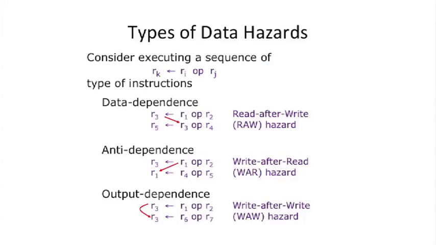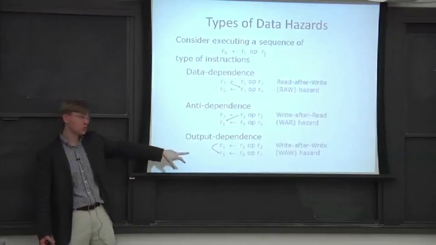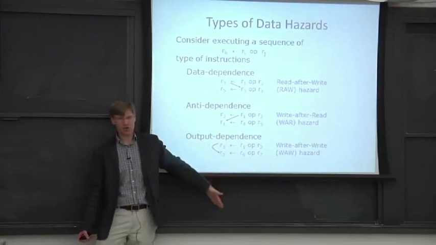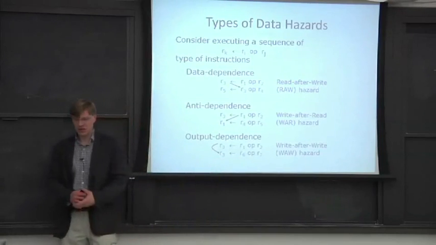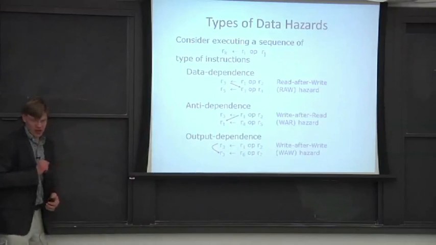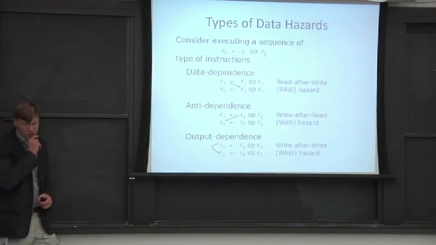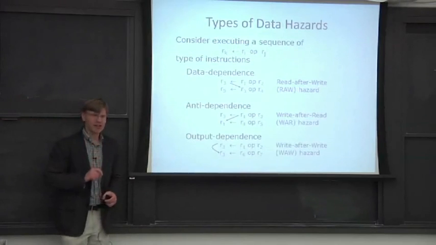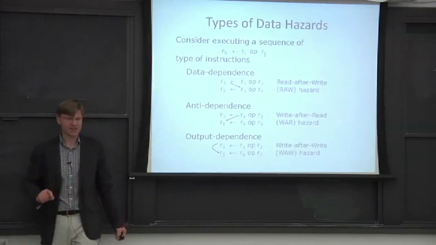And we need to maintain the order here, that this gets written first, and then this gets written. Because if you interchange those two results, the next thing that goes to read R3 is going to get the wrong value. So that's pretty important, and it's called an output dependence. OK, so last question: is there such a thing as a read after read dependence or read after read hazard?